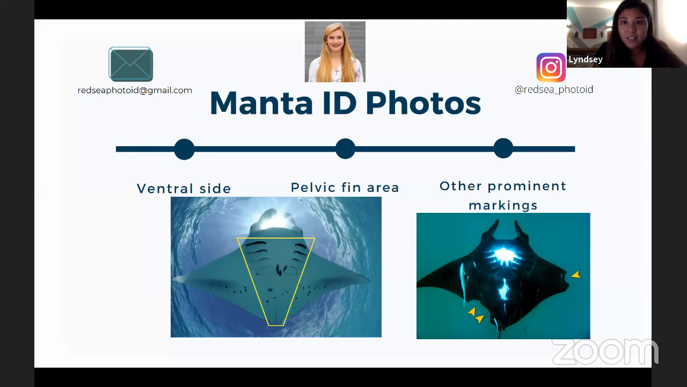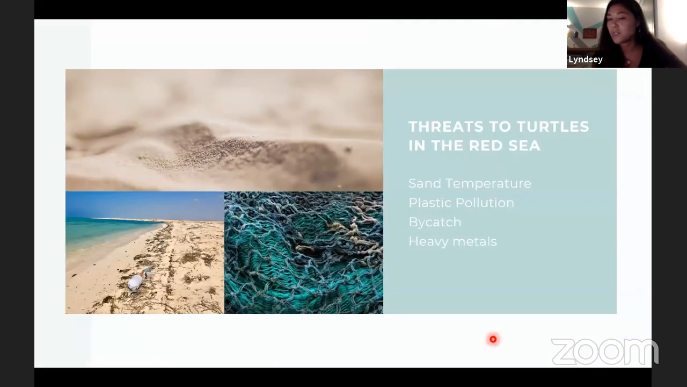All right. If there's no questions, we can move along to threats. Okay, so I'm going to talk about a few different threats of Red Sea turtles: sand temperature, plastic pollution, bycatch, and heavy metals.